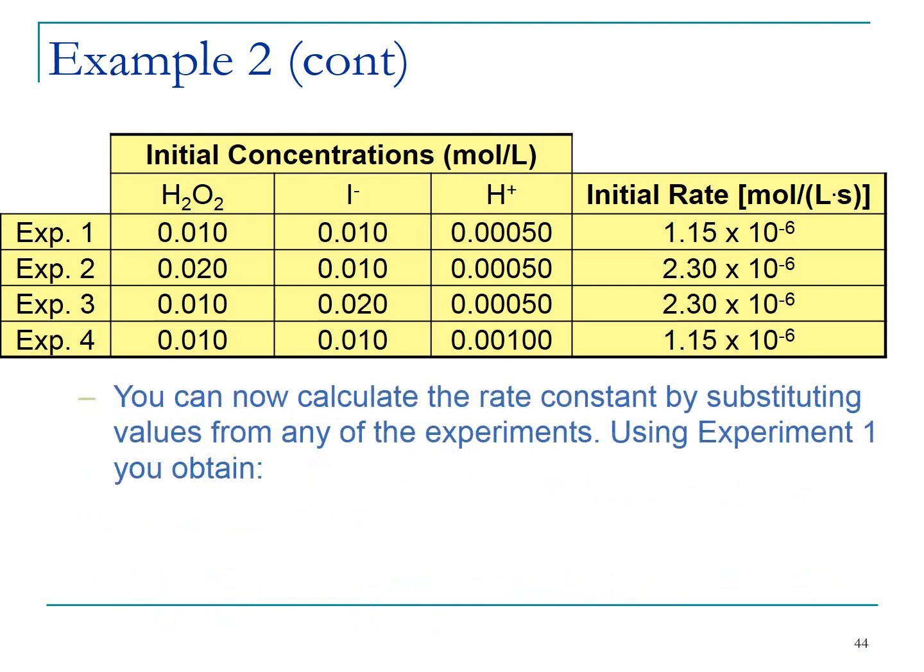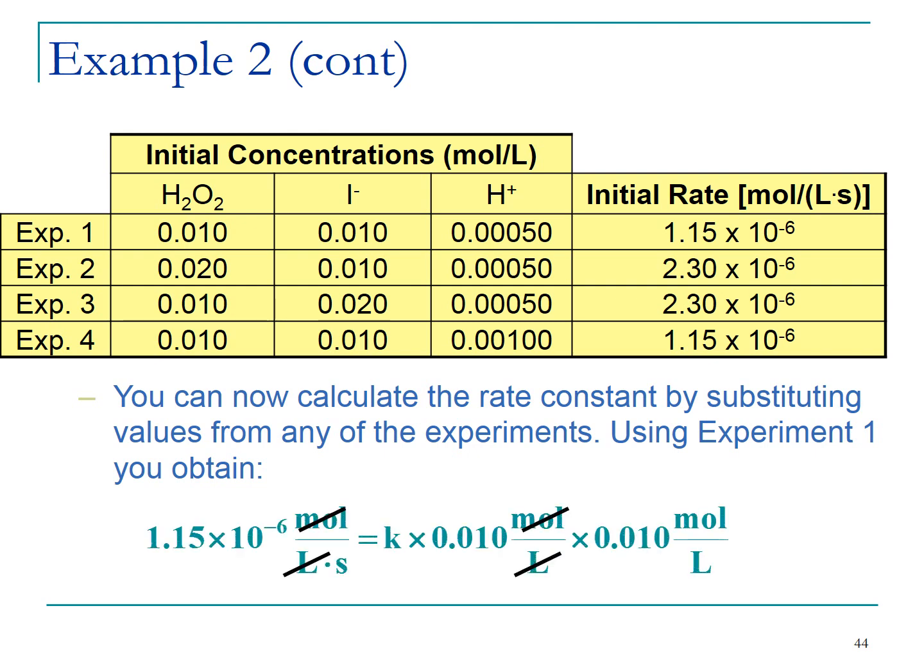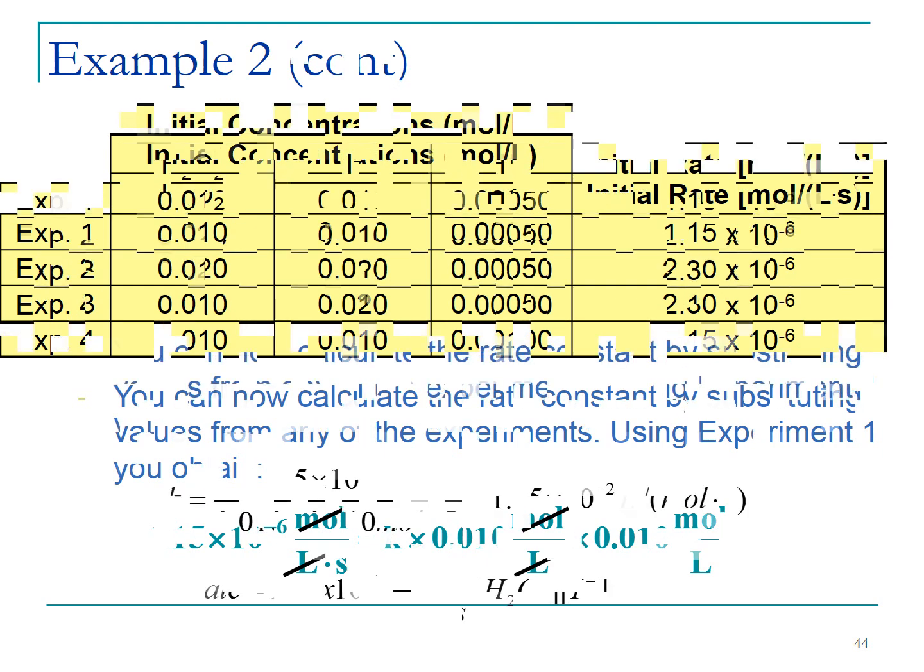So if we calculate the rate constant by substituting the values in, you can see that we have the rate, 1.15 times 10 to the minus 6, equals K times 0.01 to the first power, times 0.01 to the first power, times 0.0005 raised to the 0 power, so we can ignore that. So if we take 1.15 times 10 to the minus 6 divided by 0.01 divided by 0.01, we're going to find the value for K.